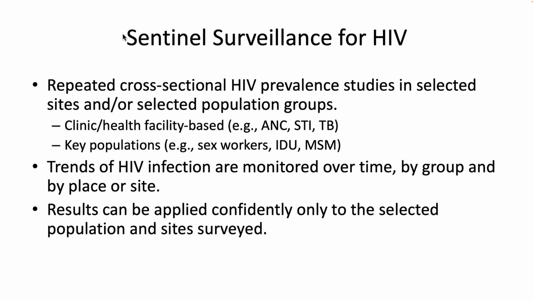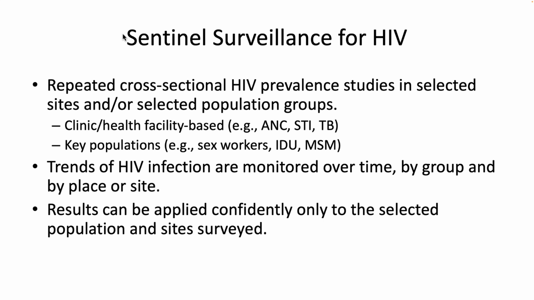So the example we're going to cover for sentinel surveillance is sentinel surveillance for HIV. Sentinel surveillance for HIV has been done by repeated cross-sectional HIV prevalence serosurveys in selected sites and selected population groups. And clinic or health facility-based sentinel surveillance for HIV has been conducted, for example, at antenatal clinics or ANCs, where pregnant women present for antenatal care. But you could also do sentinel surveillance for HIV at sexually transmitted infection clinics or tuberculosis clinics.